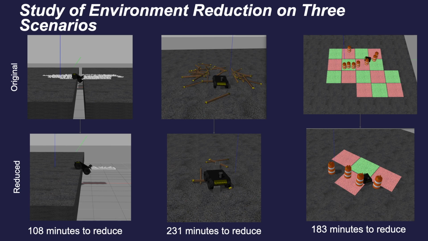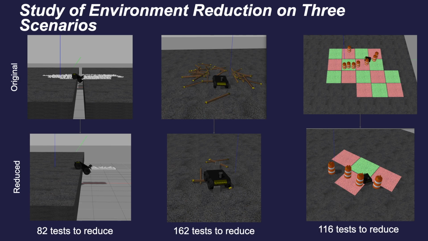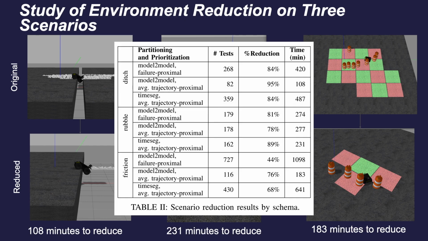More consistent failures of interest, such as in the ditch scenario, took significantly less time to reduce, whereas less consistent failures of interest, such as the failure brought about by the dynamic pile of boards and cinder blocks, took more than double the time to reduce to a minimal environment. This is made clearer when comparing the number of tests each environment required in order to arrive at its minimal form. We go into greater detail on cost-effectiveness trade-offs between schema in the paper.